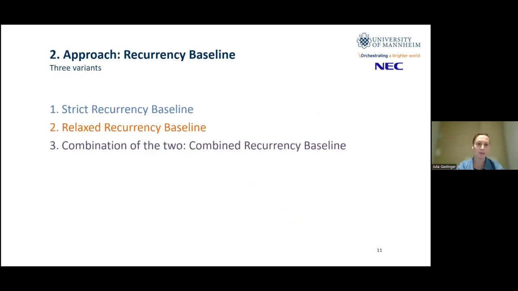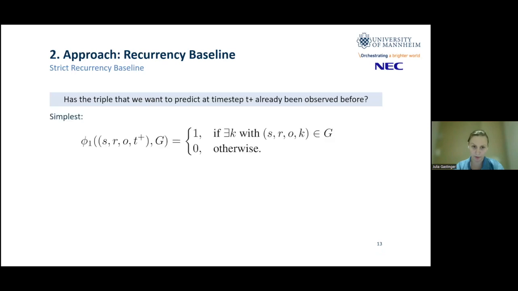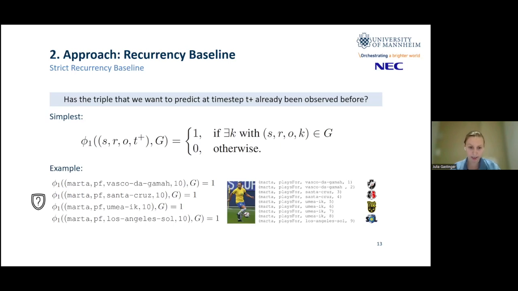And as I said, we have 3 variants of this recurrency baseline, and now I'm going to step through them step by step. So for the strict recurrency baseline, the question that is asked is, has the triple that we want to predict at a time step t plus already been observed before? The simplest way of approaching this is, okay, we assign a score of 1 if this triple has been seen before and a score of 0 otherwise. So in our running example, this would mean we assign a score of 1 to all the clubs that Marta has played for before.